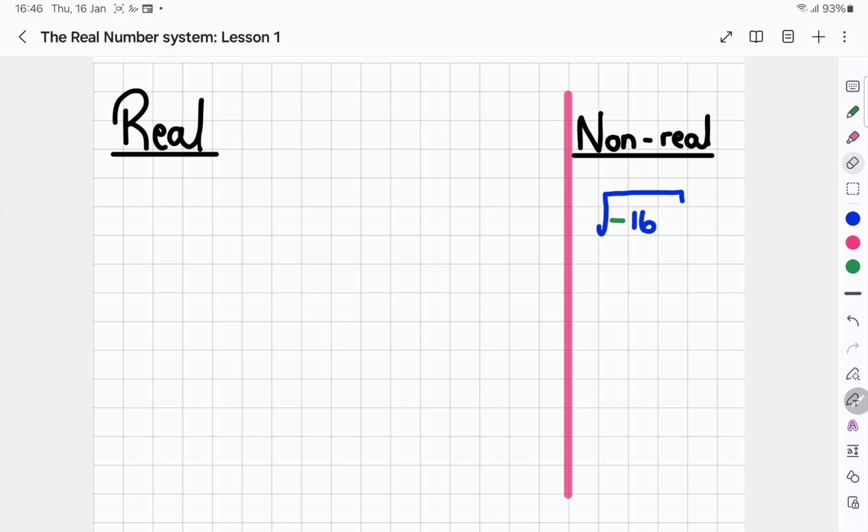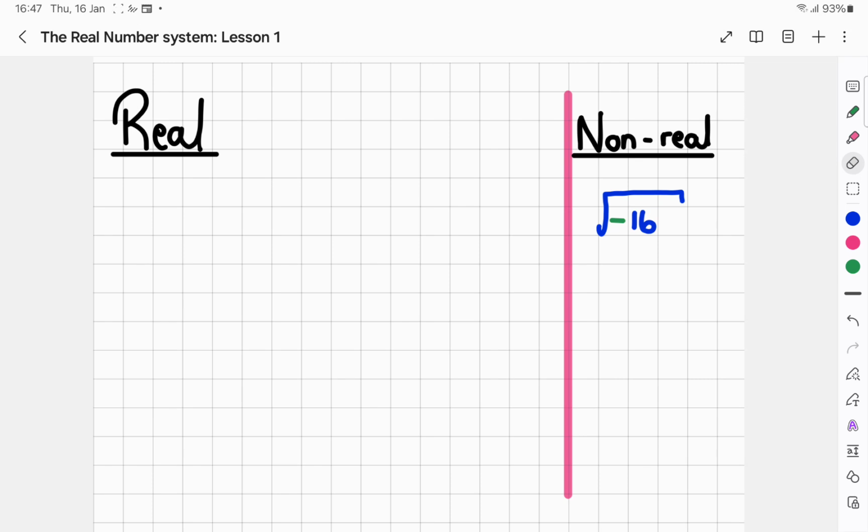Okay, so that is your non-real number. It's the only one you need to focus on now, or it's the imaginary numbers. At university, you'll delve deeper into that, but at school level, that's where we'll leave it for now. Okay, so just please remember, never ever have a negative under a square root.